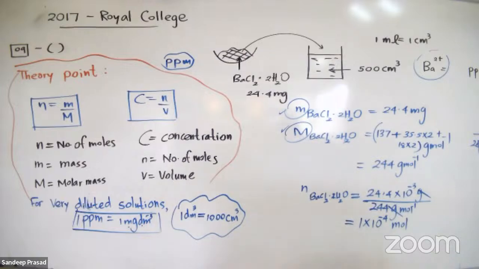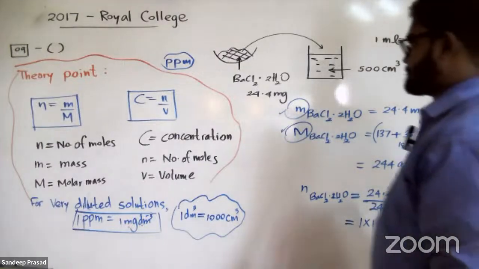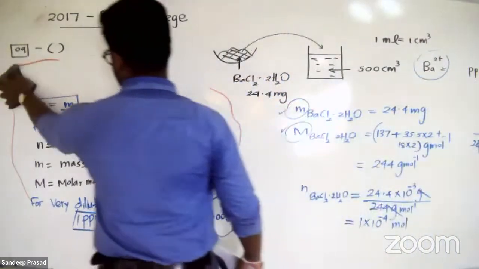Yeah, this ppm value is only used for very diluted solutions. In this question, they have diluted this one to 500 cubic centimeters. So that is only for diluted solutions, right? Okay, I will erase this theory point.